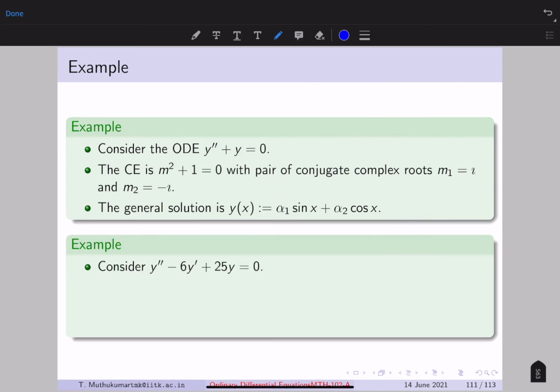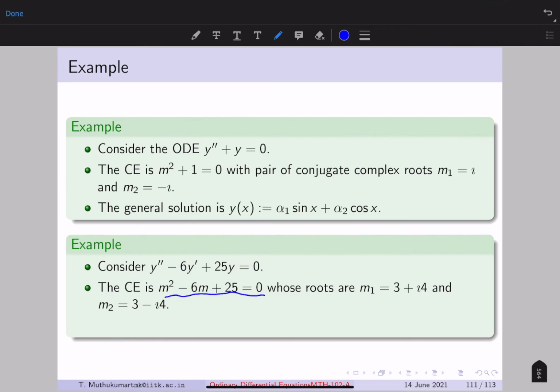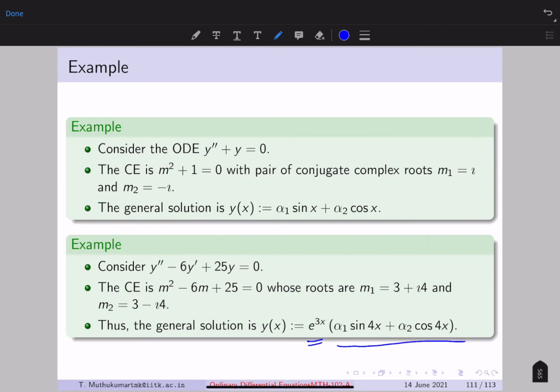Let's look at another example, which is a second order constant coefficient ODE. The corresponding characteristic equation will be a quadratic equation, m square minus 6m plus 25. If you look at the two roots, they are complex conjugate roots, 3 plus or minus 4i. So in this case, a is 3 and b is 4. The corresponding solution is e^(3x) times alpha 1 sin 4x plus alpha 2 cos 4x. So that's the general solution for this second order ODE.